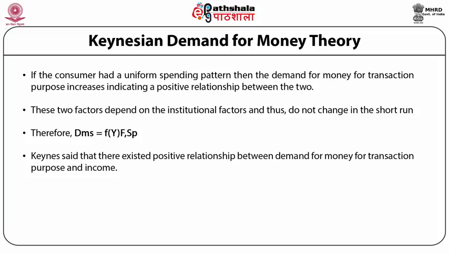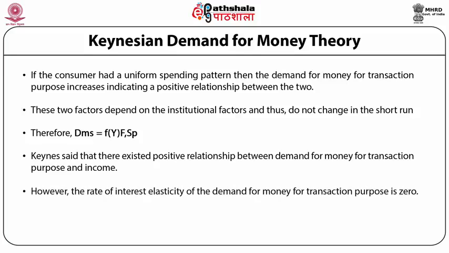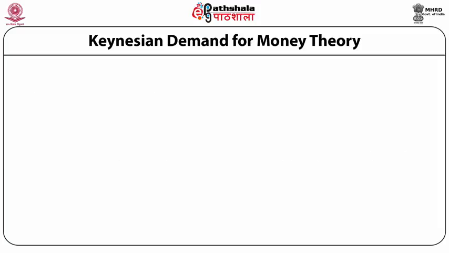As the income of the consumer increases, the consumer carries out more transactions, and thus the demand for money for transaction purpose increases. However, the rate of interest elasticity of the demand for money for transaction purpose is zero, meaning that any change in the market rate of interest does not bring any change in the demand for money for transaction motive.